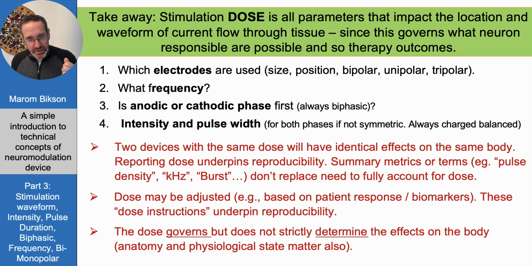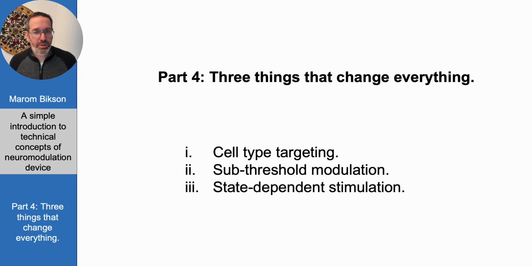And then a final point here is that dose matters, but it doesn't strictly determine outcome. And the reason is we have different anatomy. So the same dose on different anatomy will lead to different current flow patterns. And we have different physiology and physiological states. So the neurons are not all the same, and their state is not always the same. And so dose is really, really paramount. It's what we control. It's what we prescribe. We must be aware of it. But setting a dose does not guarantee a specific outcome in a specific patient at a specific time because of these other factors. And that's a bigger talk.